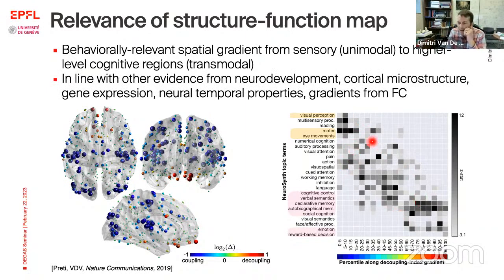matrix like the one at the right-hand side here, where you can see that regions that are more coupled do indeed refer typically more to, or pop up more in, studies related to visual perception, motor, eye movements, so rather low-level cognitive functions. And if you look at the more decoupled brain regions, they are associated with topics that are much more high level, such as social cognition, emotion, decision-making, and so more advanced memory, etc.